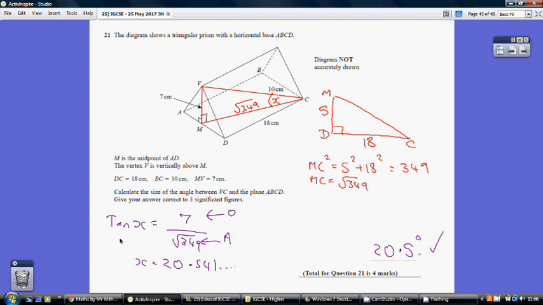So tan X, because tan is opposite over adjacent, is my opposite side of 7 divided by my adjacent side of the square root of 349. So popping into my calculator, 7 divided by the square root of 349, and then inverse tanning that, I get my angle being 20.541 dot dot dot. So to 3 significant figures, that is 20.5 degrees.